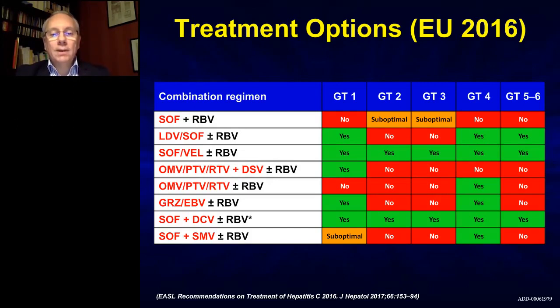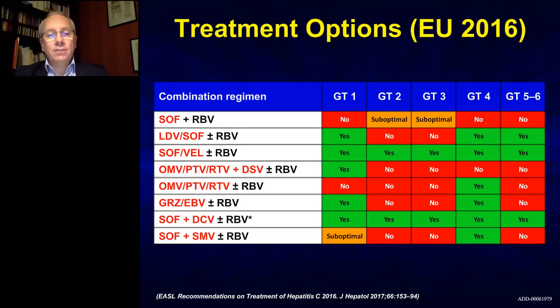Genotype 1 here has several options: Ledipasvir-Sofosbuvir, Sofosbuvir-Velpatasvir, Ombitasvir-Paritaprevir-Ritonavir, etc., whereas it's much more limited for genotype 2 or 3, which can be treated only with Sofosbuvir-Velpatasvir, or Sofosbuvir-Daclatasvir. A little bit more options for genotype 4, and slightly fewer options for genotype 5-6. All this to say that as soon as diagnosis is confirmed and you decide to treat the patient, it is extremely important that you identify the HCV genotype and also the subtype, because treatment will be tailored to this information.